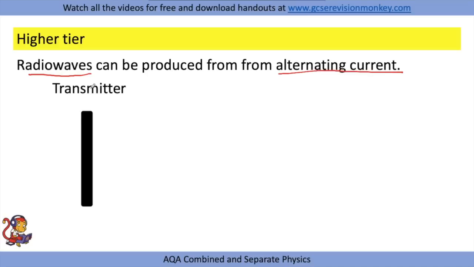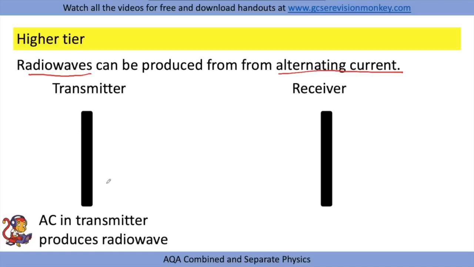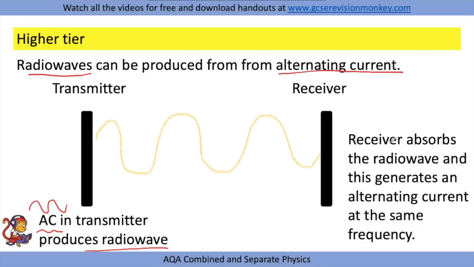You have a transmitter and a receiver. The transmitter will produce a radio wave. So alternating current, which I've abbreviated AC here, in the transmitter produces a radio wave, and that receiver absorbs the radio wave, and then this generates its own alternating current, which is at the same frequency as the radio wave.